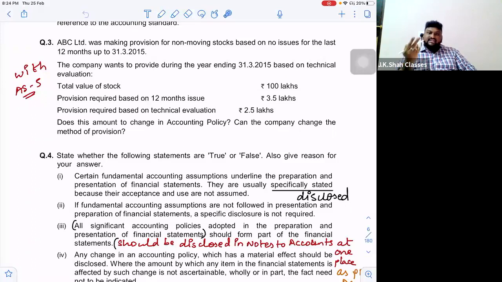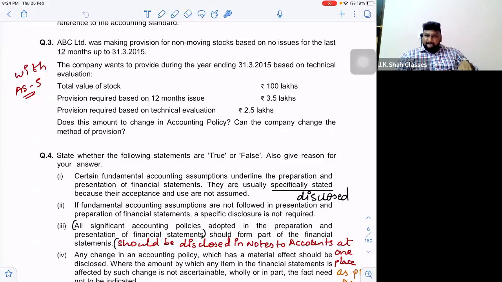So they are actually changing the way of calculating the provision amount, right? The total value of the stock is 100 lakhs. Provision required based on 12 months issue is 3.5 lakh, and provision required based on technical evaluation is only 2.5 lakh. So as per the old method of calculation, 3.5 lakh provision was required, and as per the new method, only 2.5 lakh is required. Does this amount to a change in accounting policy? Can the company change the method of provision?